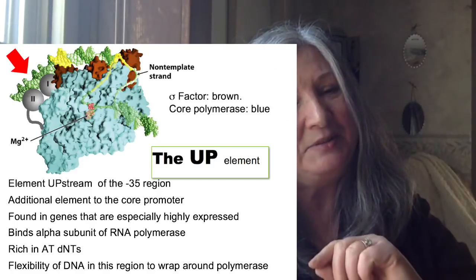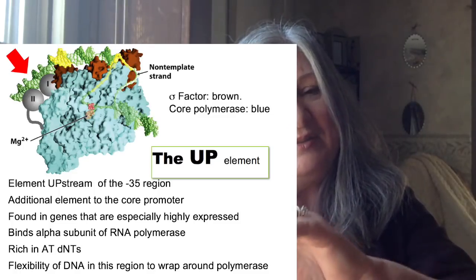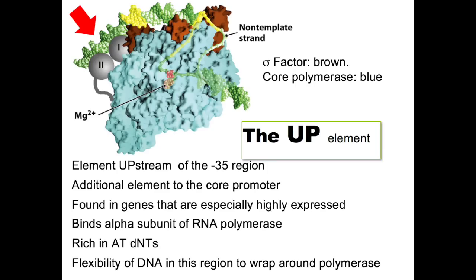So this allows the polymerase to be attracted more strongly to the DNA because there's something else to bind to, right? The C-terminal domain in the alpha subunits can bind to this up sequence and make a more efficient binding between the polymerase holoenzyme and the target DNA. And so these types of genes are transcribed more efficiently and more often because they're better at attracting that polymerase.